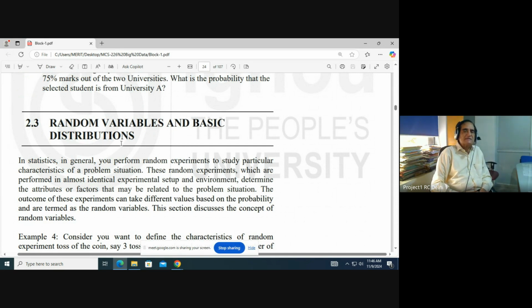Random variable and basic distribution. So in statistics, in general, you perform random experiments to study particular characteristics of a problem situation. These random experiments, which are performed in almost identical experimental setup and environment, determine the attributes or factors that may be related to the problem situation.